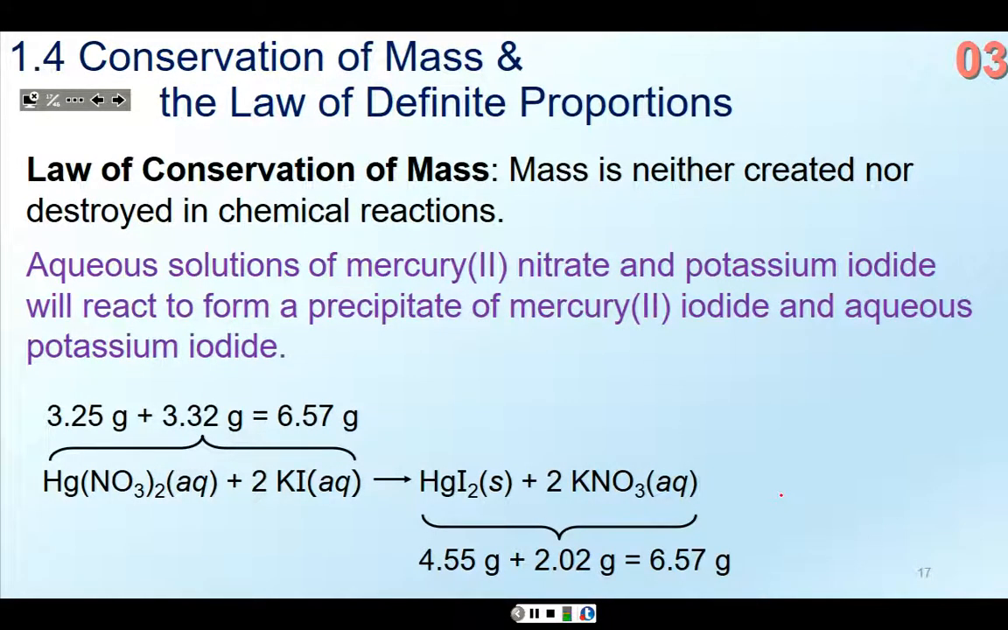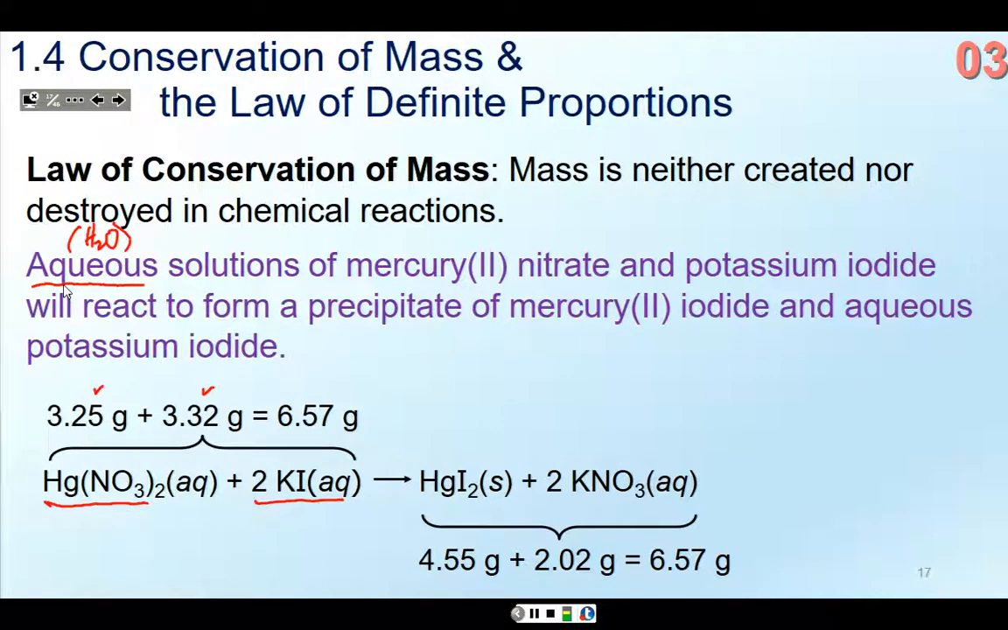So the mercury nitrate and potassium iodide would be these 2 compounds on the left that are combined, and here are the masses of the things that they combine. So 3 and a fraction grams of one and 3 and a fraction grams of the other. A total of 6.57 grams were combined, added into water solutions. When there's aqueous solutions, it means it's in water. I hope that sounds logical.